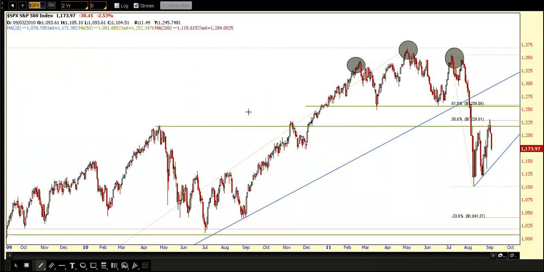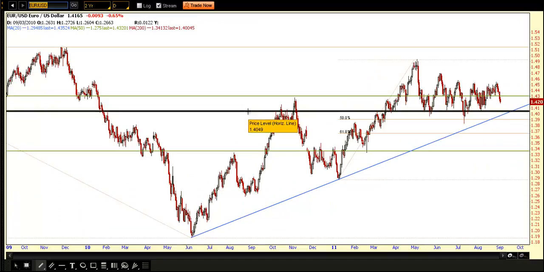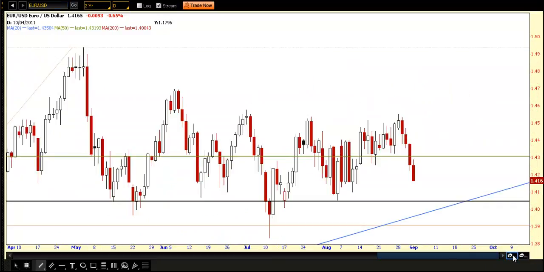Now, if we go out to the Euro-US dollar, looking at a 2-year daily, you can kind of see that we have seen a significant flight to safety in this last week. The dollar has picked up steam quite a bit here.